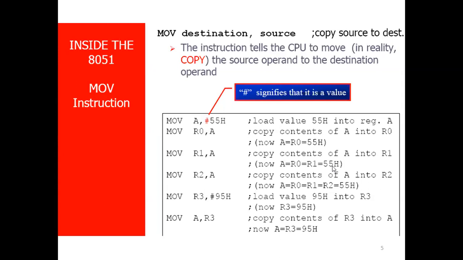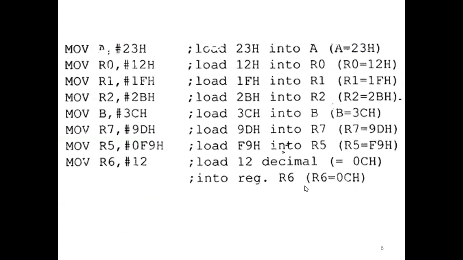The hash sign indicates that it is a value. While programming the 8051 microcontroller, some points should be kept in mind. First, a value can be loaded directly into registers A, B, R0 to R7. An immediate value is preceded with the pound sign, that is, hash. Now you can see MOV A, hash 23H. This loads the hexadecimal number 23 into the accumulator, so A is updated as 23H. Similarly, MOV R0, hash 12H. MOV R1, hash 1FH. MOV R2, hash 2BH.